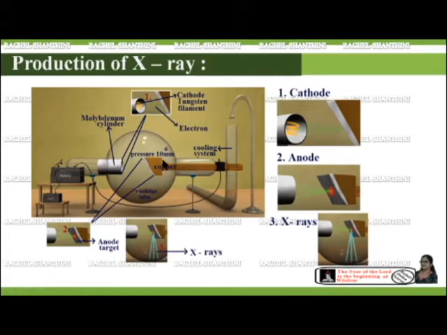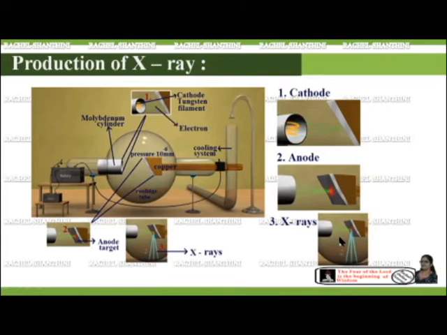I have zoomed the anode part of this apparatus in picture 2. In picture 2, you could see the anode part of this apparatus. The anode is kept at 45 degrees so that the X-rays produced can fall perpendicular in the downward direction.